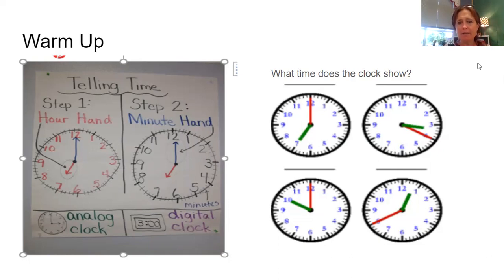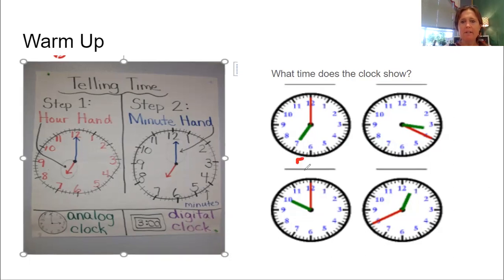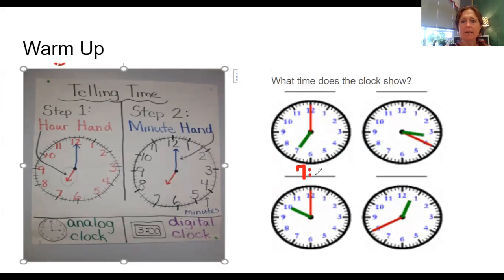Okay, let's go over it together. The first clock, the little hand is on the 7, so that is the hour. So it is 7 something, okay? We know whenever the long hand or the minute hand is at the 12, it means o'clock. So it is 7 o'clock.